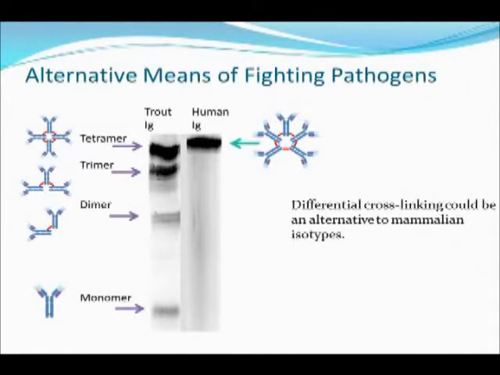Now, it's predicted that this differential cross-linking could be an alternative to the isotypes that the mammals had. So perhaps rather than relying on IgG, they rely on a fully cross-linked molecule. Maybe instead of IgA, they rely on a molecule that has less cross-linking. So that in essence, it does have different isotypes.